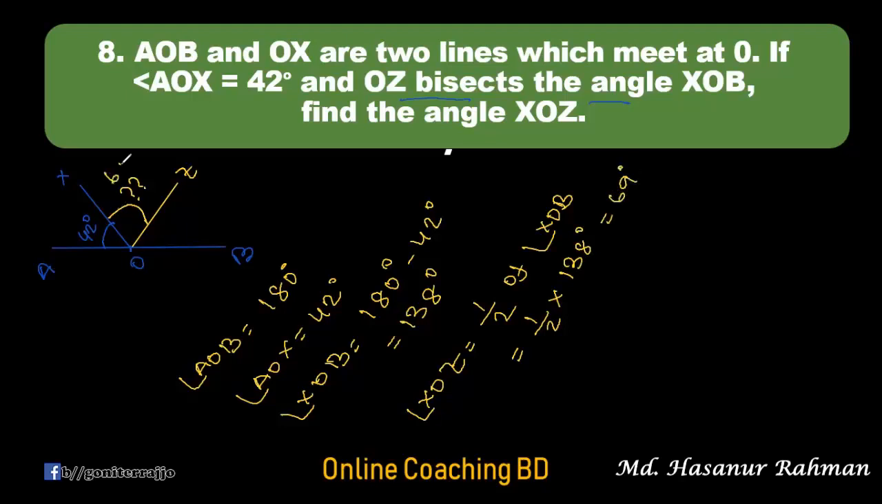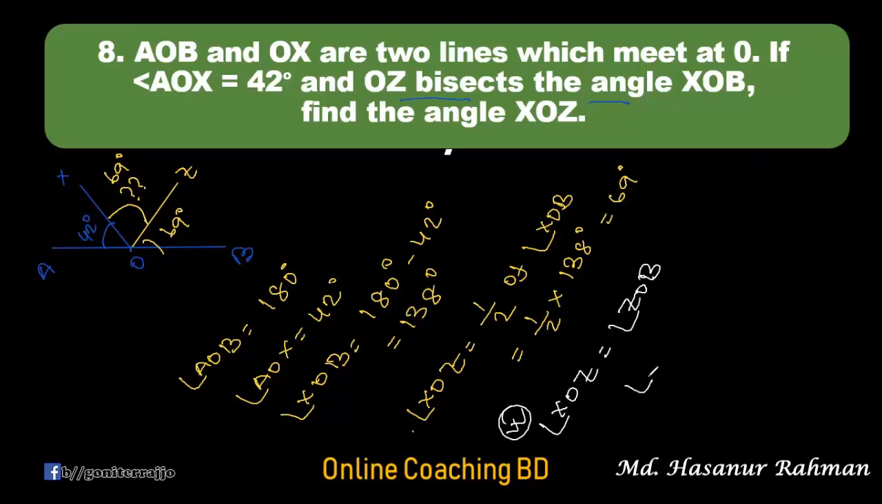So this will be 69 degrees. If the question asks you what is the angle of ZOB, that will also be 69 degrees. And if you add this 69, 69 and 42, then you will get 180 degrees. So you can verify. We can solve this problem in another way too. That is, we know that OZ bisects angle XOB into two equal parts. That means XOZ equals ZOB.